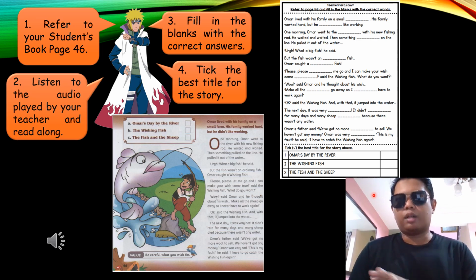Okay, so that was the audio of the story. I hope you read along. Now you can start by doing the first activity. You write the correct words in the blanks and then you choose the best title for the story.